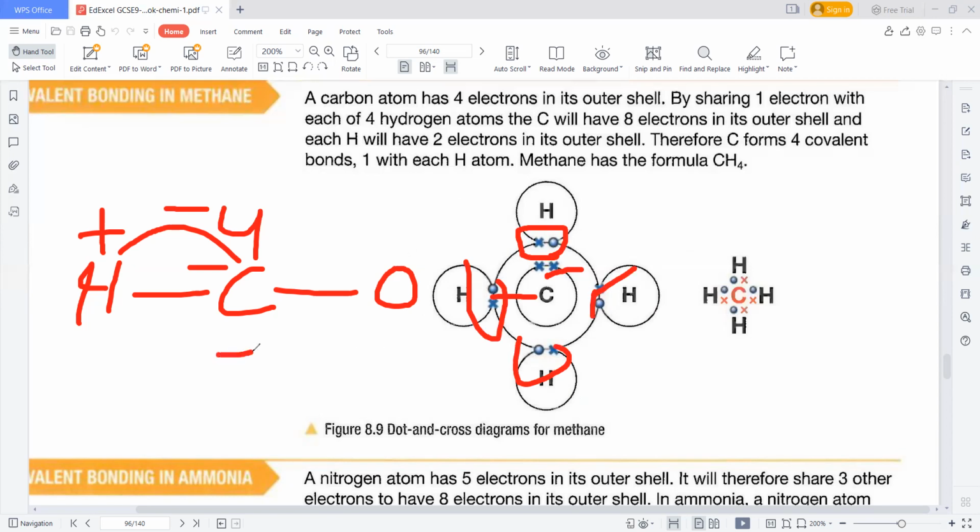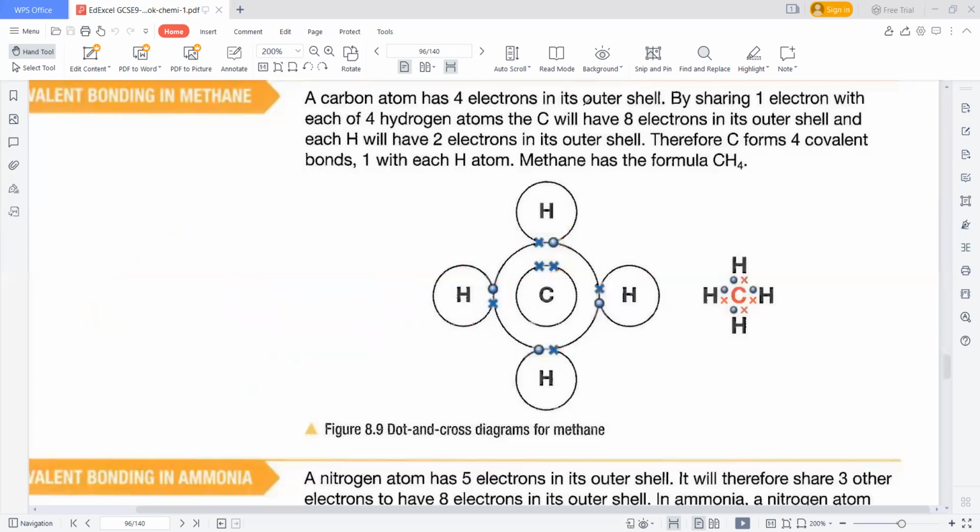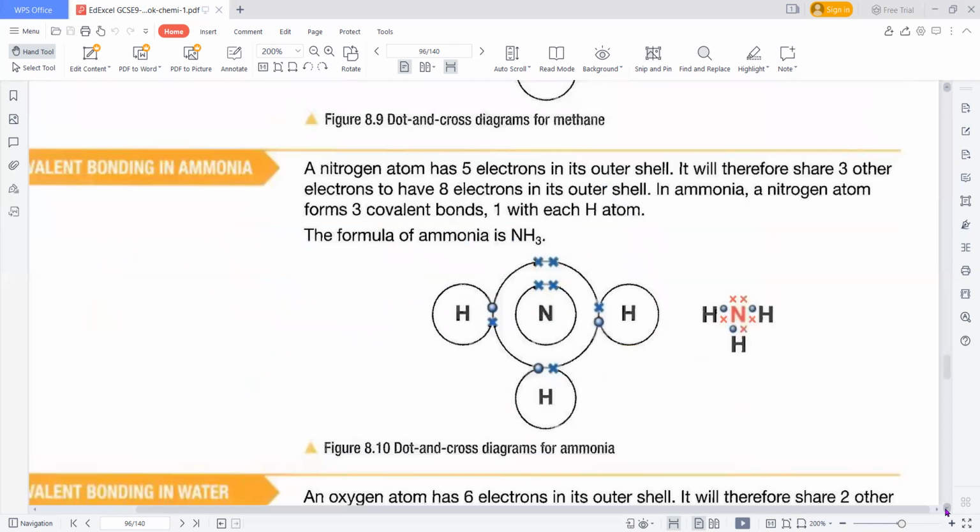Now, this changes when it is bonding with something more electronegative than carbon, such as oxygen. In this case, its valency would be positive 4. When carbon is making a bond with something less electronegative than carbon, carbon will be negatively charged. When carbon is making a bond with something more electronegative than carbon, it will attain a positive charge, because in that case there will be a transfer of electrons.